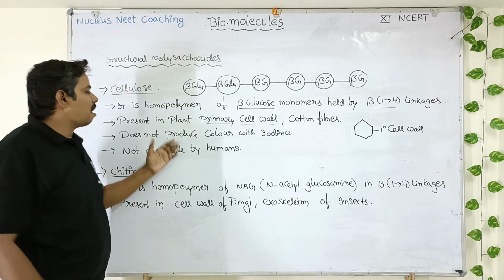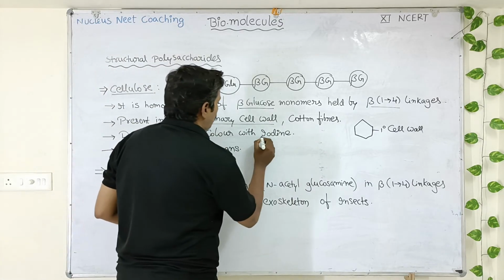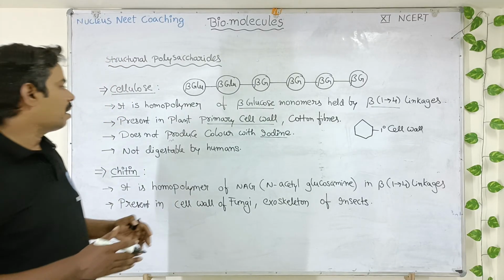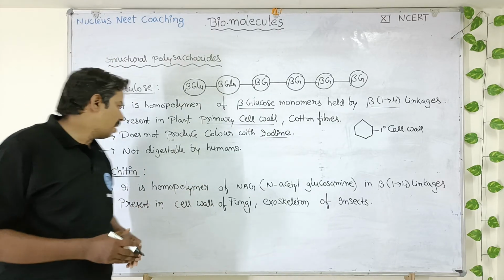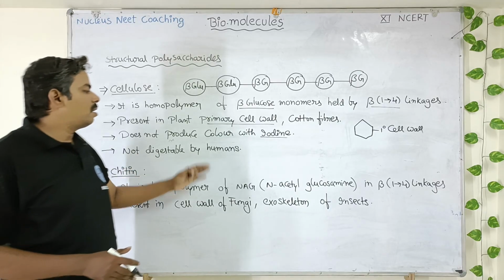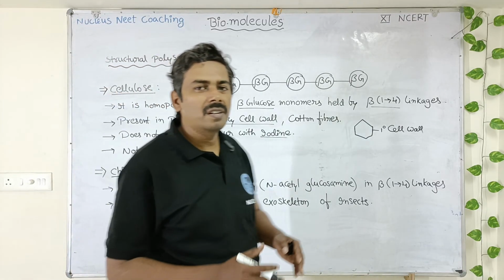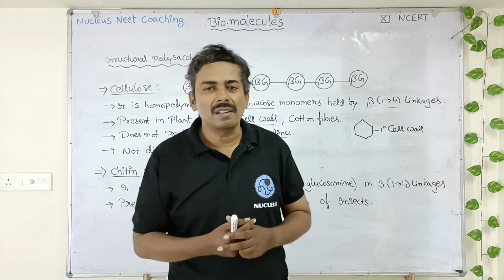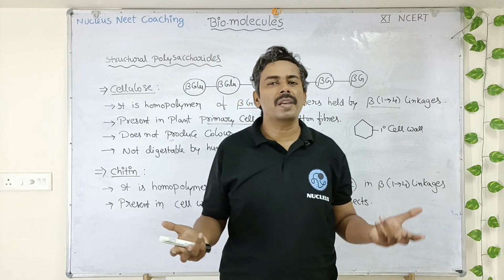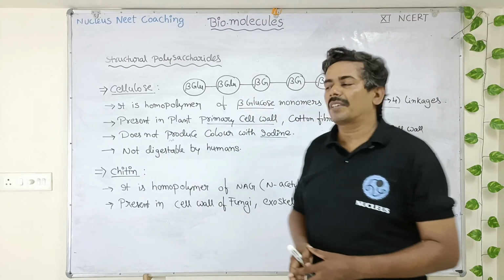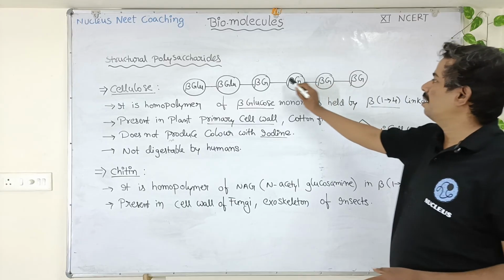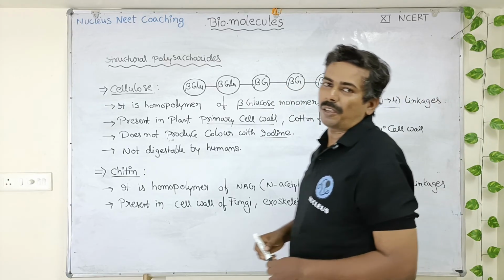Cellulose does not produce any color with iodine. In the iodine test, cellulose does not respond and will not produce any color, and it is not digestible by humans. Human beings cannot digest cellulose. Even if you eat cotton, we cannot digest cellulose because our enzymes cannot break the beta 1 to 4 linkages present between beta glucose molecules.